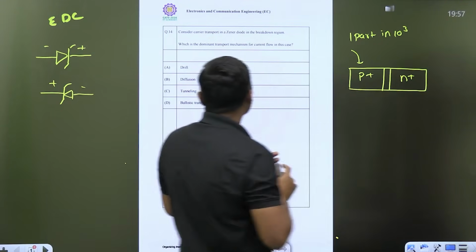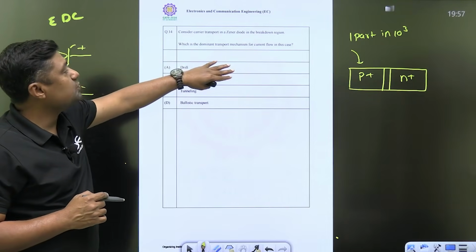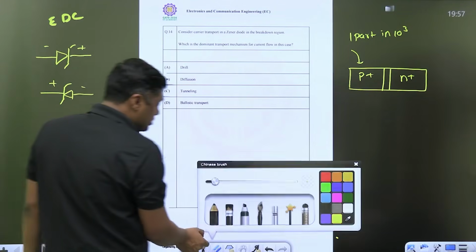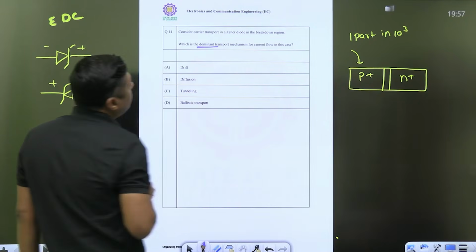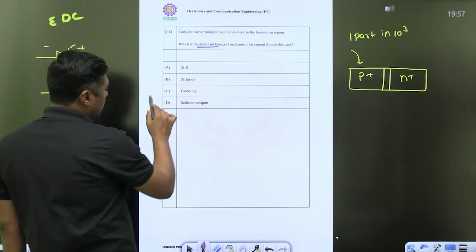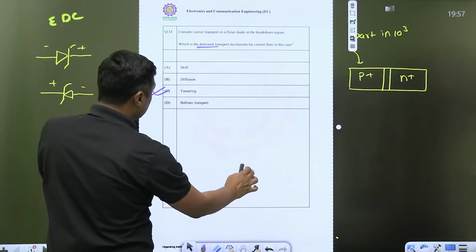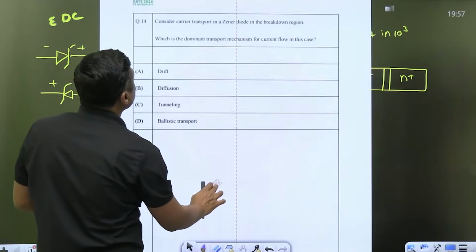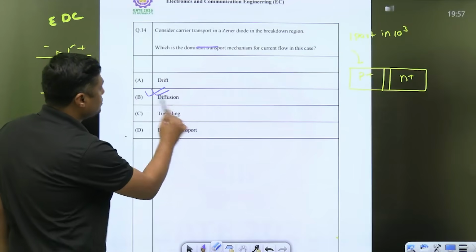or N side to what? P side. And that's why the answer for this question, which is the dominant transport mechanism. The keyword here is dominant, guys. The dominant transport mechanism for current flow in this case is what? Tunneling. I think this is visible to you guys, everyone. That question is visible. Okay, so that is the question, right, and the answer for this question is tunneling.